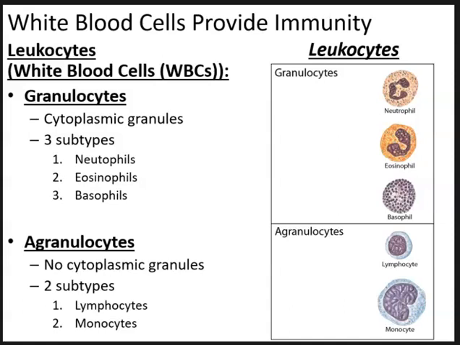So granulocytes do have cytoplasmic granules. There are three subtypes of granulocytes: neutrophils, eosinophils, and basophils, basically describing how the cell stains. For agranulocytes, A means without, so agranulocytes do not have any cytoplasmic granules, and there are two subtypes of agranulocytes: lymphocytes and monocytes.